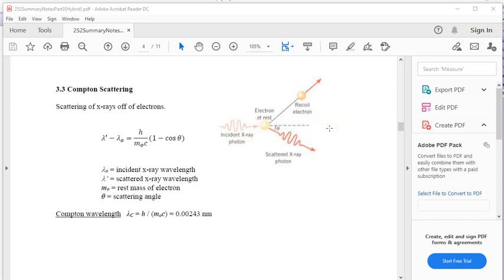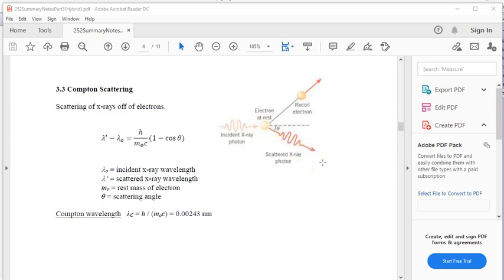Okay? All right. Now, when people did this experiment, they didn't know that there was this electron flying out of the metal. This is going to be important when we do the photon model explanation. All they knew is that the X-ray would be scattered. Okay?